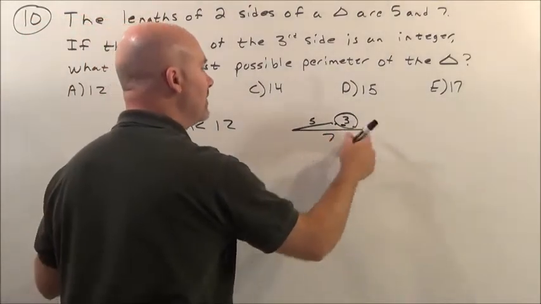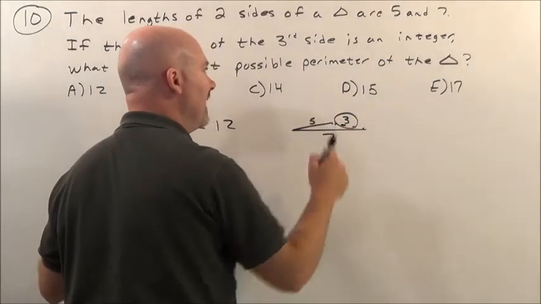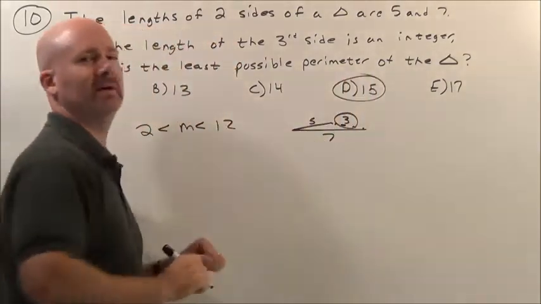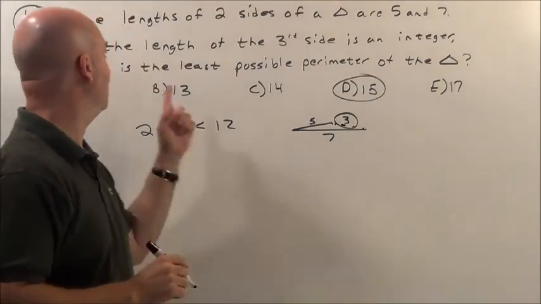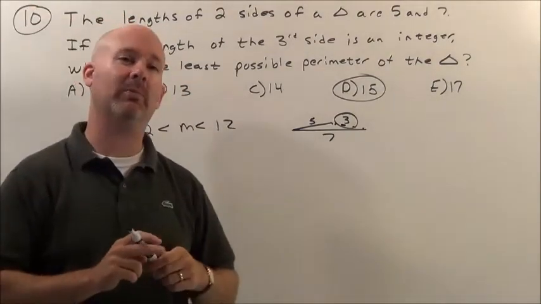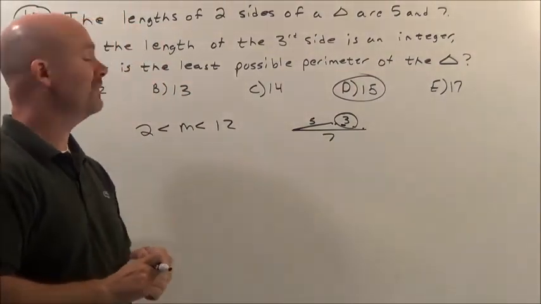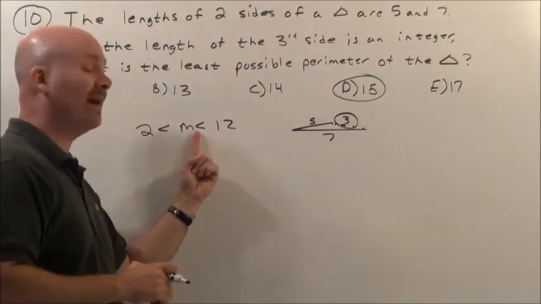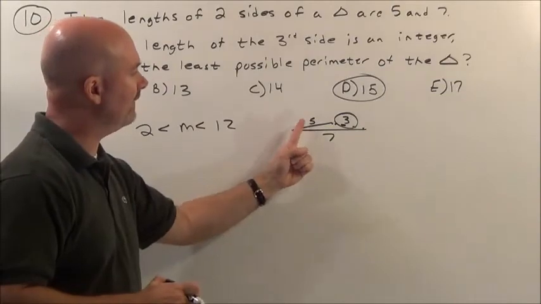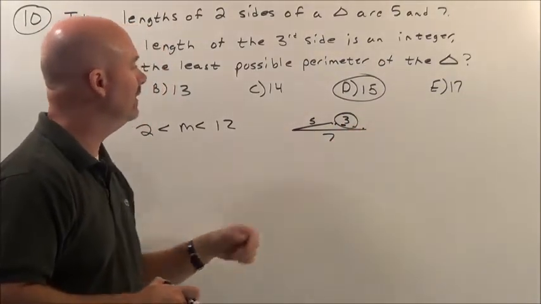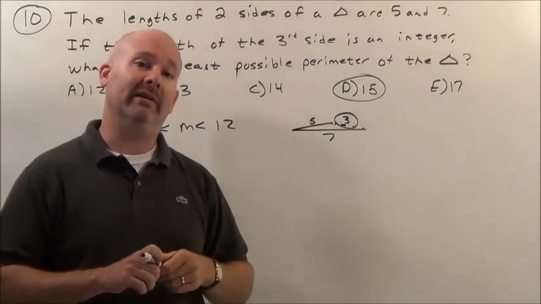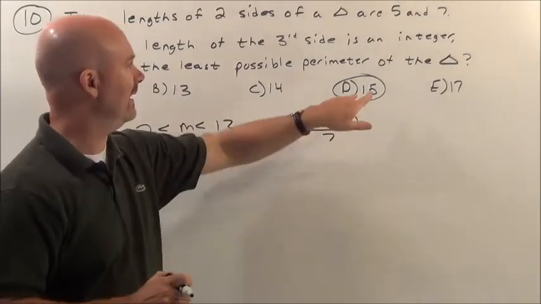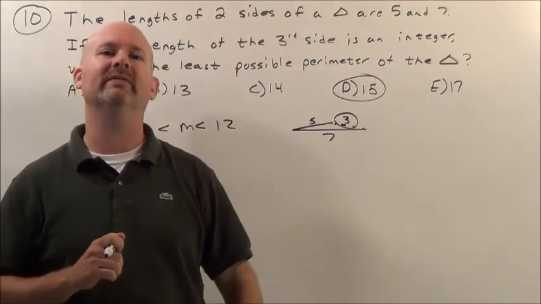Well, the perimeter of this, 7 plus 3 plus 5 is 15. Boom, there's our answer. D. 15 would be the least possible perimeter of the triangle. If they'd asked you for the largest, well, you can't get to 12, but you would have 11 there. So then you'd do 5, 7, and 11, which would give you 23 then. But it doesn't ask that. What's the least? So we're going with 15 as our answer.